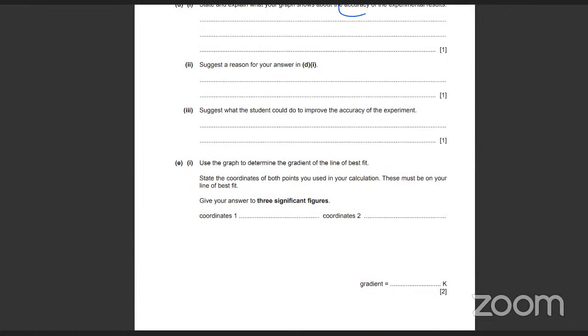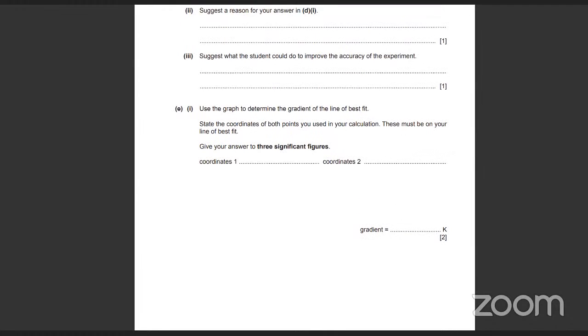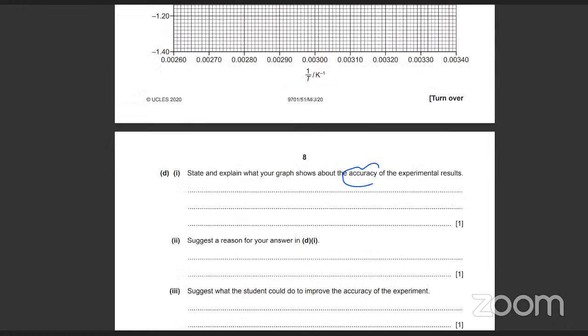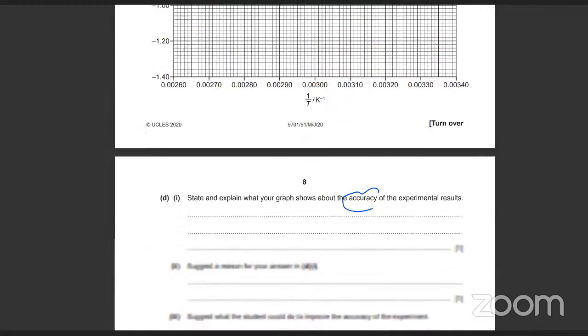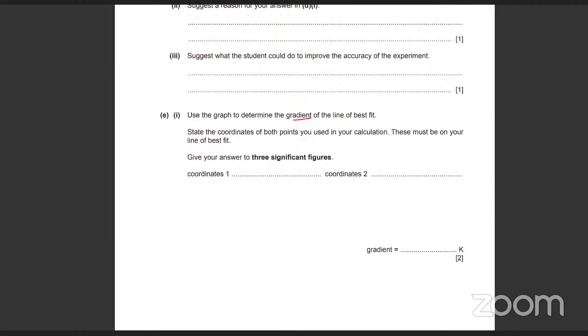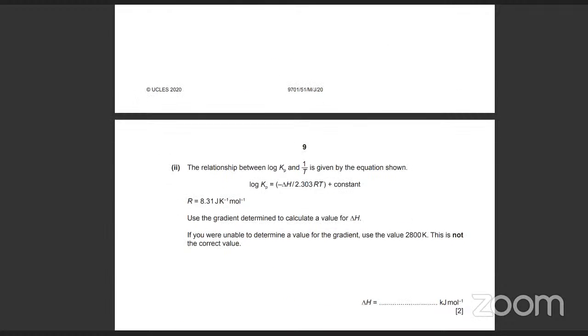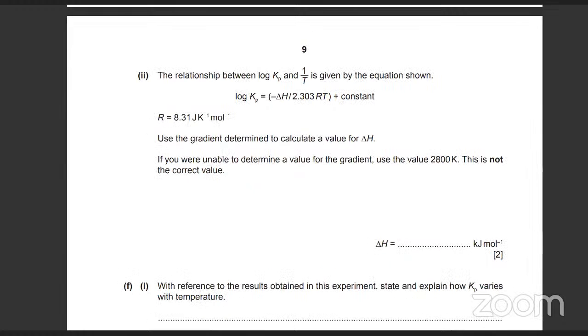And use the graph to determine the gradient of the line of best fit. So if he's talking about the gradient, then that means my assumption that it was a curve was wrong. It was probably a straight line. So you can make a gradient. I guess you know how to make a gradient. And give your answer to 3 significant figures. Finally, we're almost out of time. Use the gradient. I'm going to do this one.